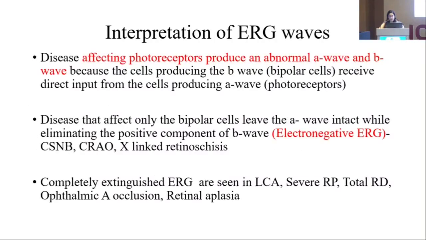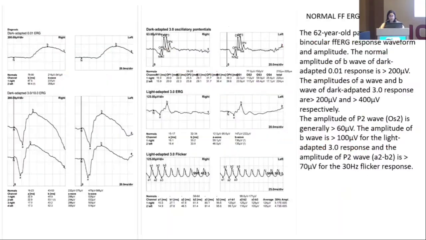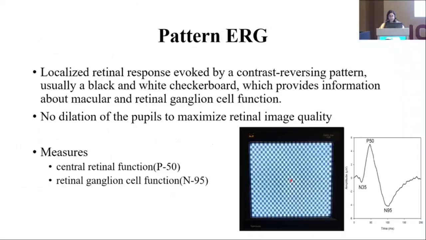Diseases affecting photoreceptors produce abnormal A and B waves. A disease that affects only the bipolar cells leaves the A wave intact, which is the electronegative ERG seen in CSNB. Completely extinguished ERGs are seen in Leber's congenital amaurosis and severe RP. This is a printout of a full field ERG, the normal ERG, where the first 4 responses are dark adapted and the last 2 are light adapted.